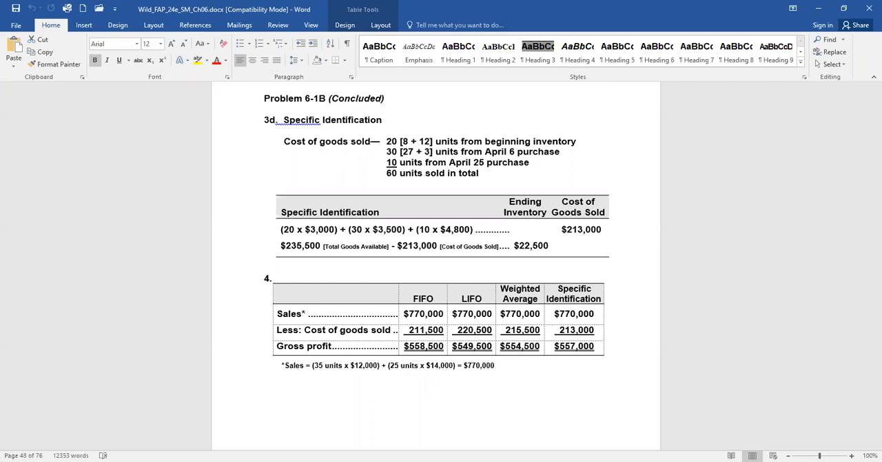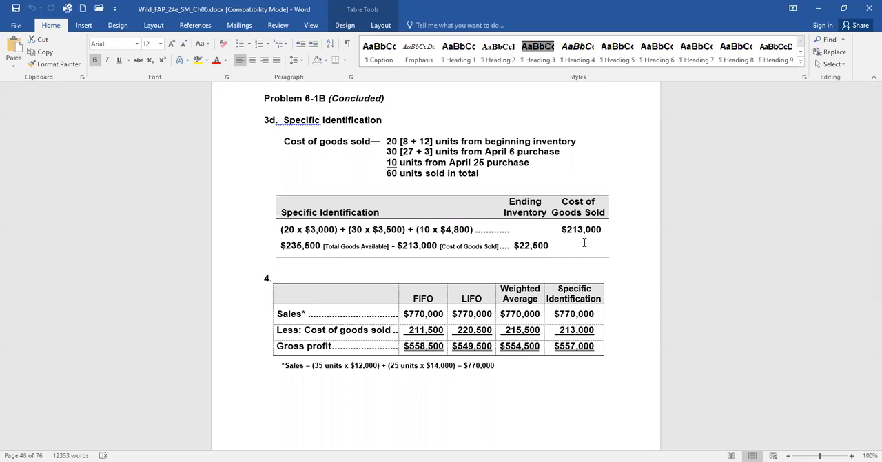And then 10 units of the ones that cost $4,800 were also sold on the 30th. So the total cost of goods sold, you multiply those out, add them together, $213,000. So that's what specific identification is. You know how much those items that you just sold cost you. Not many companies are able to do that. So those are our 4 different ways of removing inventory.